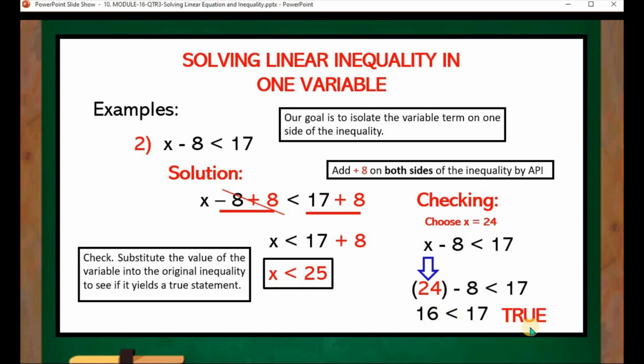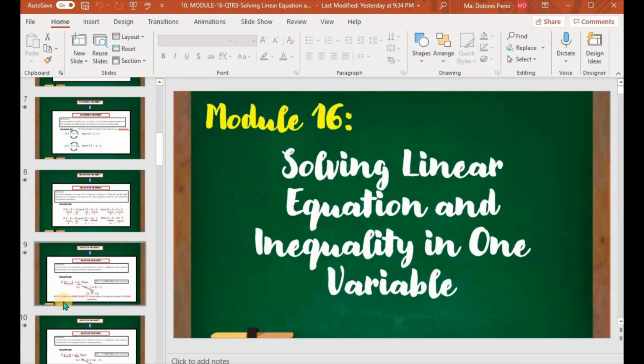Okay? So, dapat sa inequality, pag nag-check ka, nasa-satisfy mo yung inequality symbol. Hindi pwede na pag once na nag-check ka dito, kumuha ka ng solution dito, tapos hindi naman na-satisfy yung inequality symbol, mali yun. So, check your solution. Baka may mali ka na steps na nagawa. Okay? Let's have the next one.